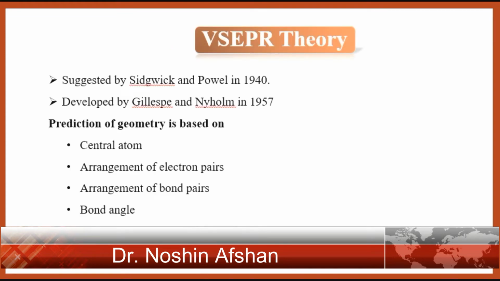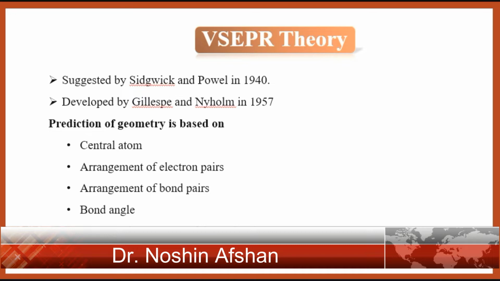So, the VSEPR theory was suggested by scientists Sidgwick and Powell in 1940, and later on it was developed by Gillespie and Nyholm in 1957. And they had postulated that the geometry of any molecule can be predicted if the central atom is determined.